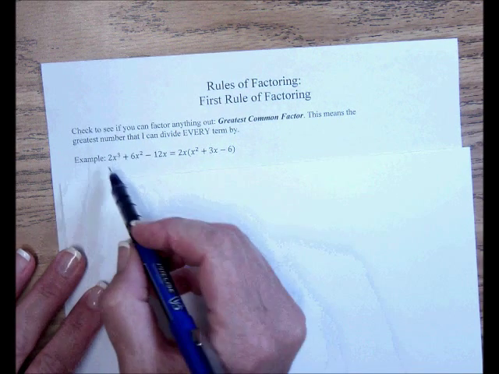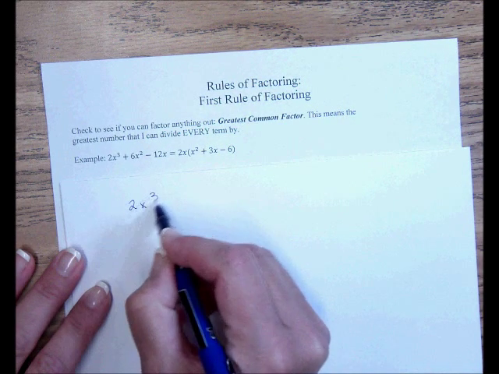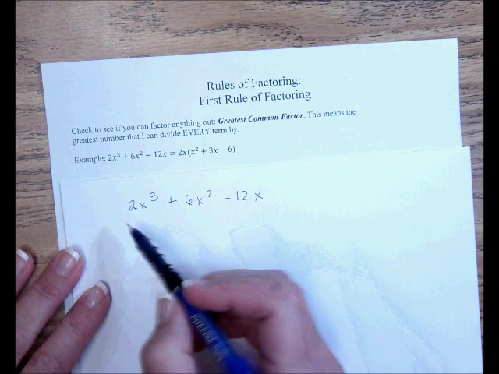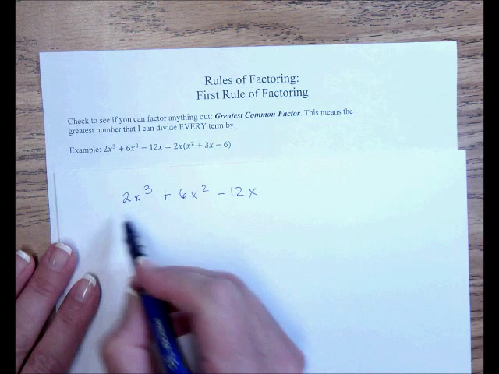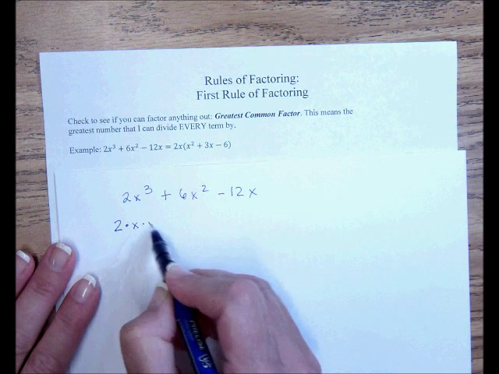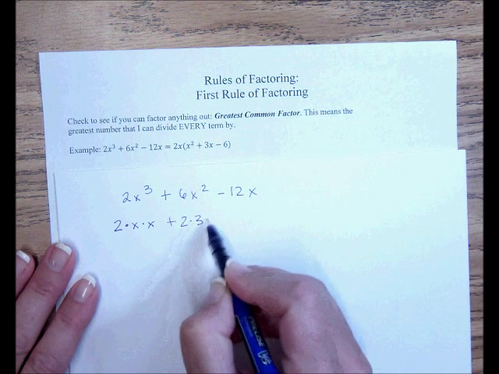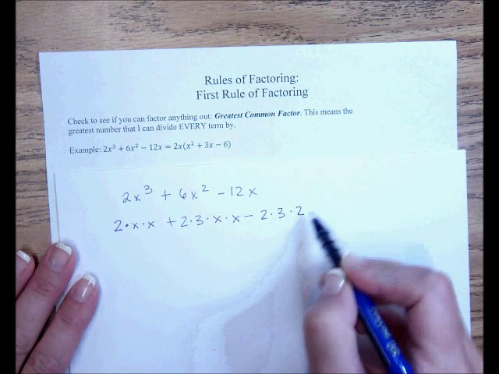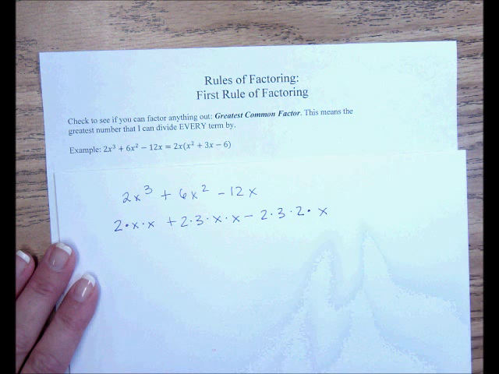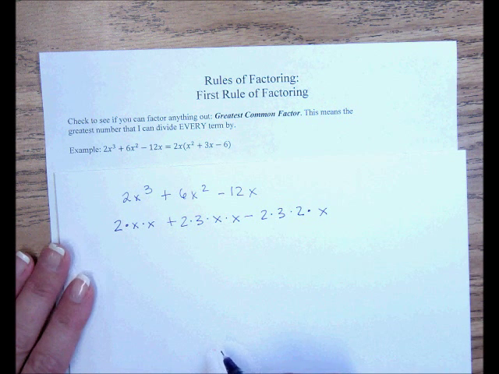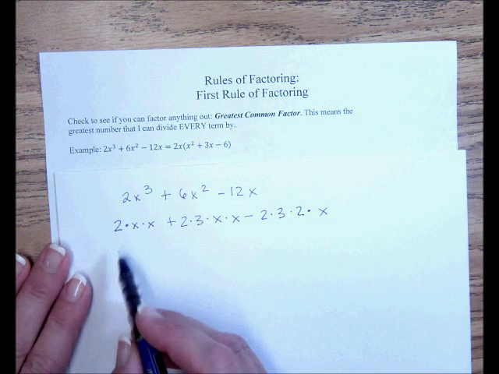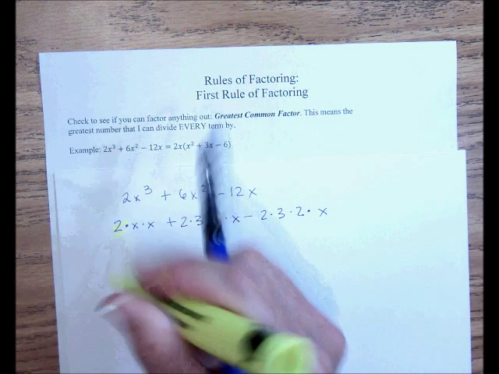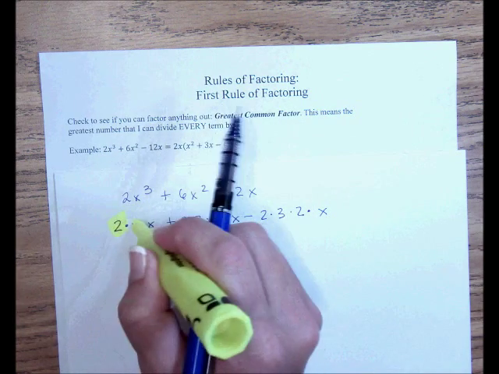So in this case right here, I have a 2x cubed plus 6x squared minus 12x. And if you can see, if I break it down, I have a 2 times x plus 2 times 3 times x minus 2 times 3 times 2 times x. So that just breaks it down into its prime factorization. So you can see that in every single term I have a 2 and I have an x.